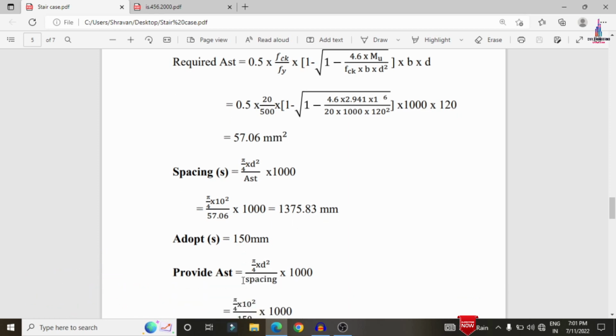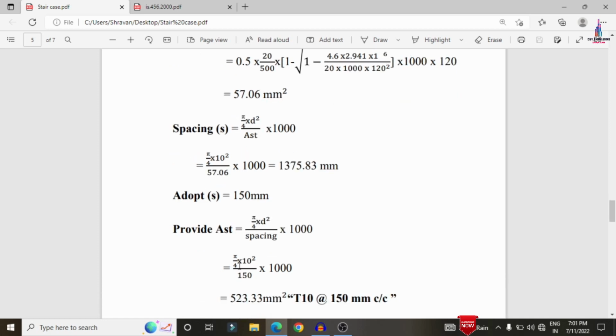We have to do the reverse calculation in order to get the AST. Provided AST equals pi by 4 into d square divided by spacing, multiplied by 1000. Pi by 4 into the diameter of the bar, which is 10 here, 10 square divided by the spacing we adopted as 150, multiplied by 1000, gives the value 523.33 mm square. So let us provide tension reinforcement consisting of 10 mm diameter bars placed at 150 mm center to center distance for the respective main bars.